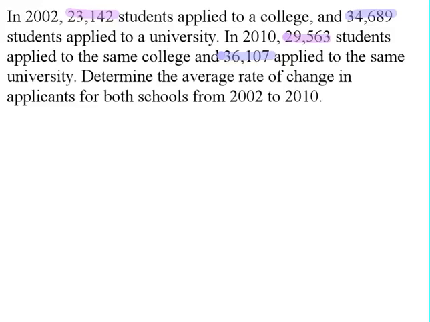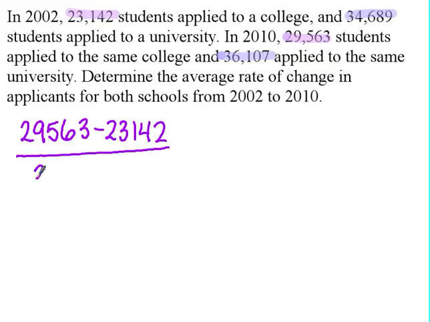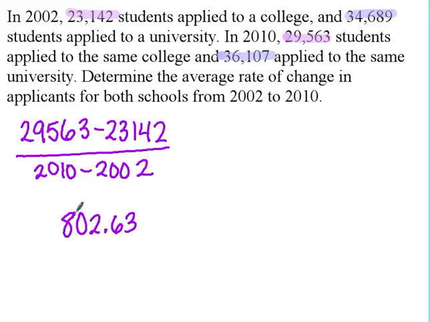So let's go ahead and find the college. The college, I'm going to take 29,563, subtract 23,142, and I'm going to divide that by 2010 minus 2002. So basically I'm dividing it by 8, right? Okay, what do I get? 802.63. What would the label be? Students per year. Nice job.